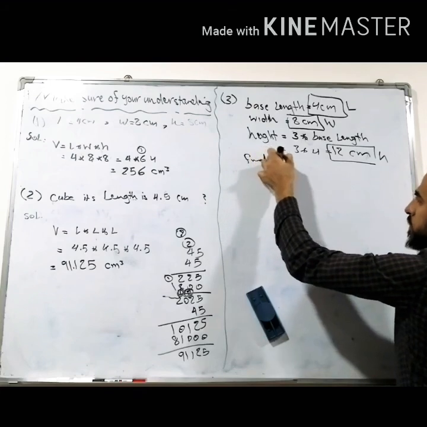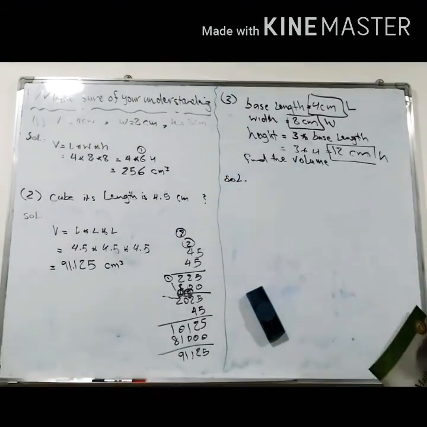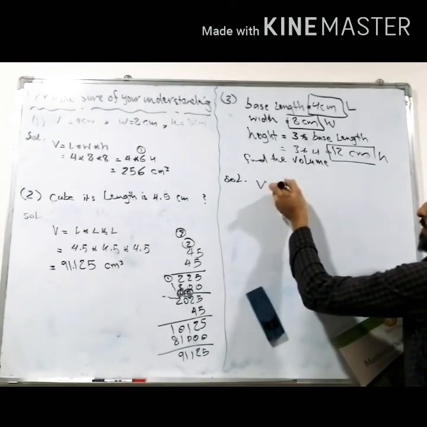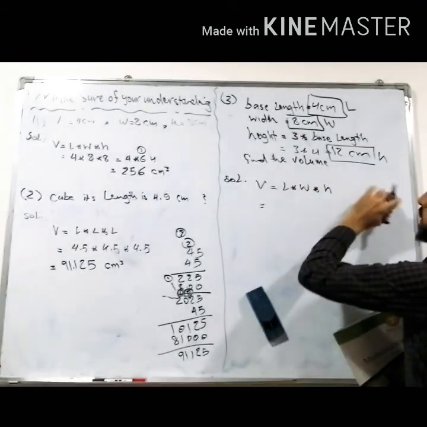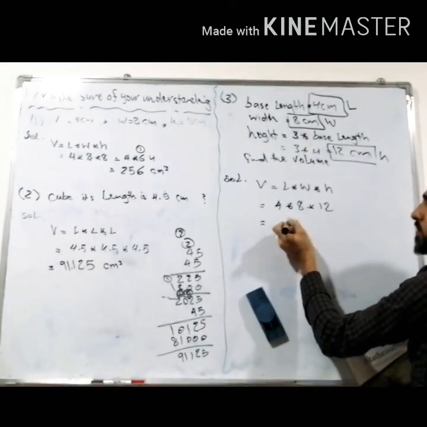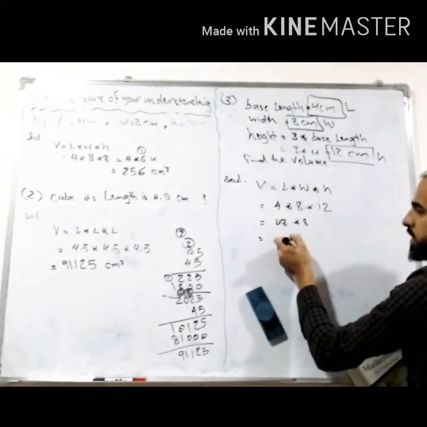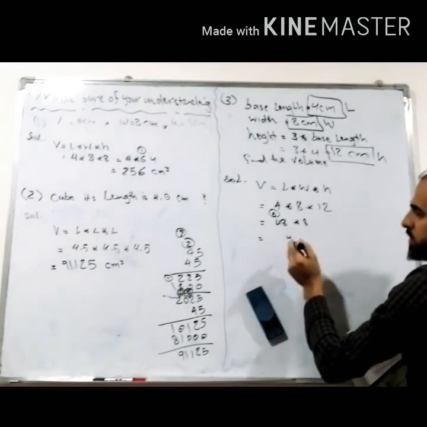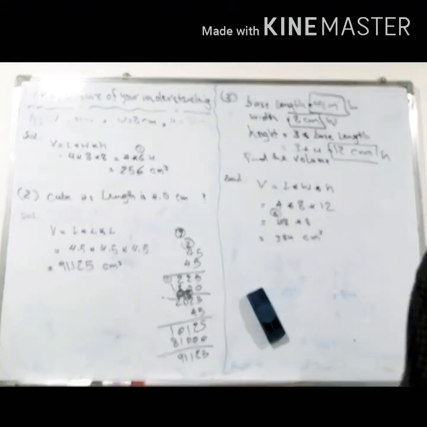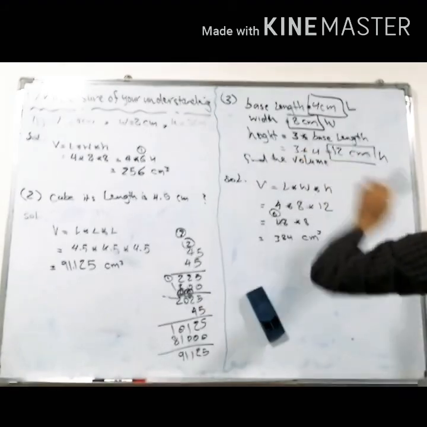Find the volume of the parallelepiped. This also directly applies the law of volume of a parallelepiped, V equals length by width by height. The length is 4 by width is 8 by the height is 12. 4 by 12 is 48. Multiplying by 8, we get 384 centimeter to the power 3, which is the volume of the parallelepiped whose base length is 4 and its width is 8 and the height is 3 times the base length.